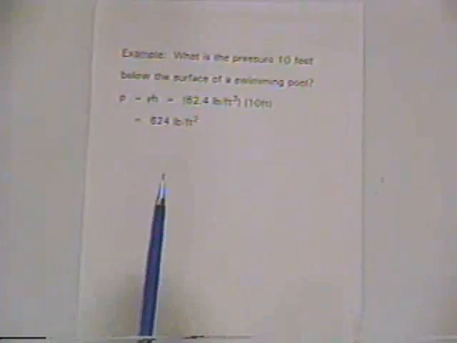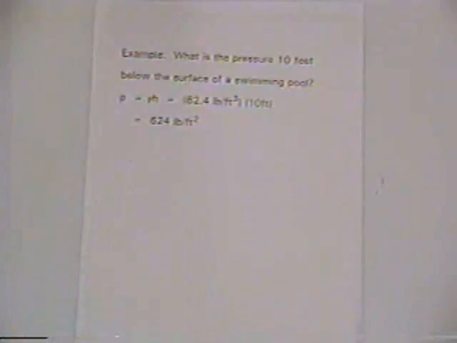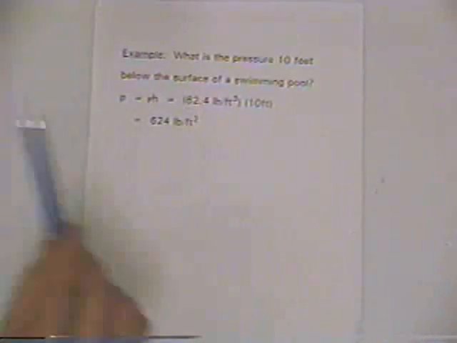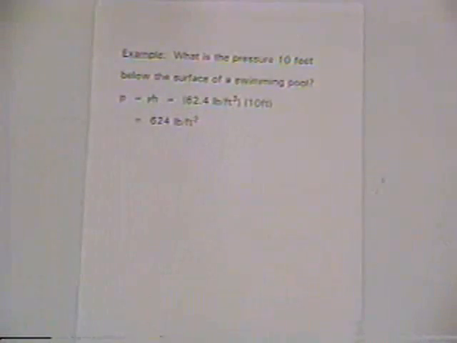Let's see, what's the pressure 10 feet below the surface of a swimming pool? Just a typical problem looking at the pressure equation. If you happen to be at the bottom of a swimming pool and there's 10 feet of water on you, there's a vertical column of 10 feet of that fluid, and that particular fluid has a unit weight of 62.4 pounds per cubic foot. The head, h, is 10 feet, and so you've got a pressure on you of 624 pounds per square foot.